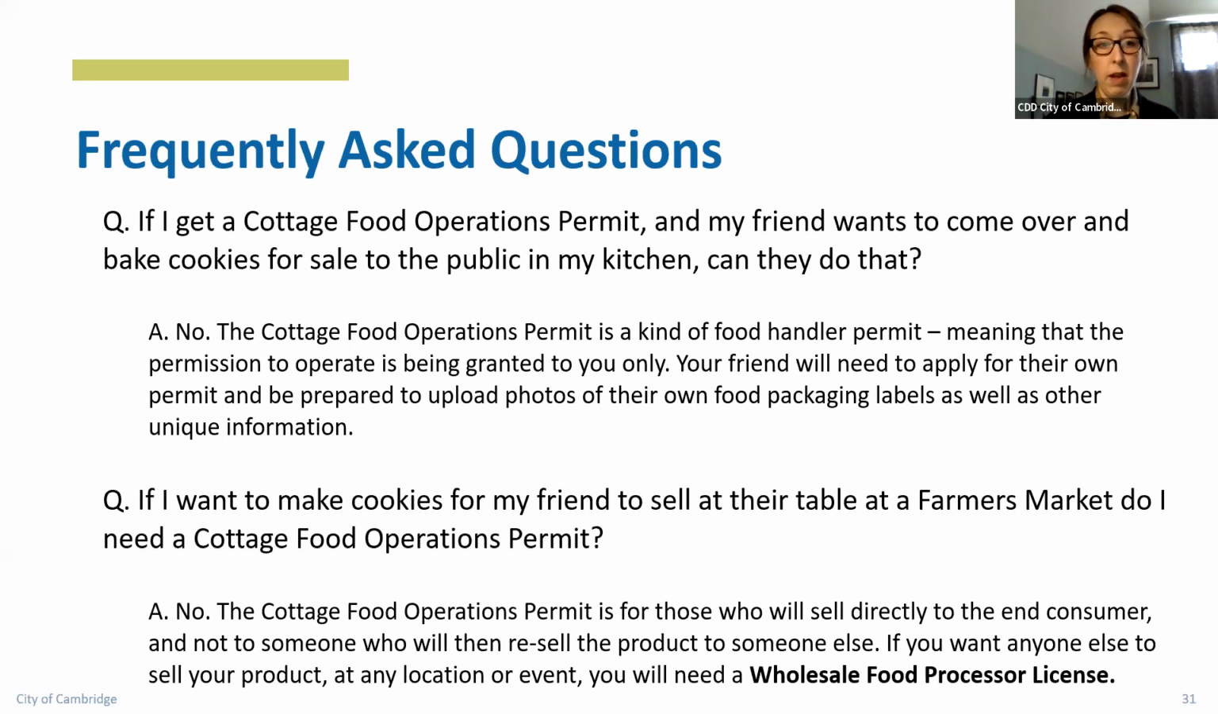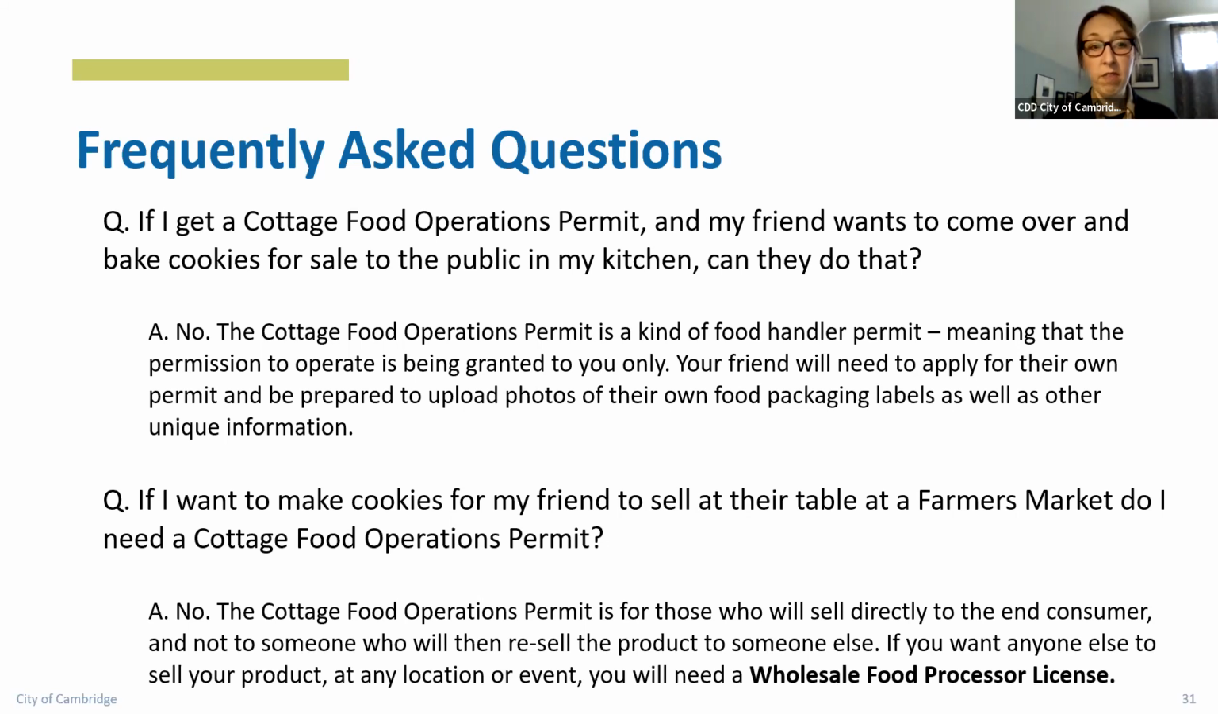One question that has come up a lot: if I get a cottage food operations permit and my friend wants to also be able to cook something in my kitchen, can they do that? And the answer is no. The cottage food operations permit is a kind of food handler permit, which means that the permission is being granted to you as a person. So your friend will need to apply for their very own cottage food operations permit for their own business. They will need to upload their own photos that show their own labeling, as well as their own ingredient list.